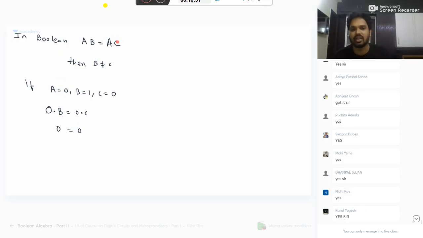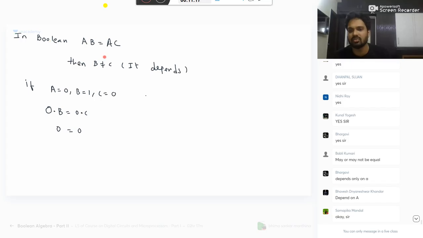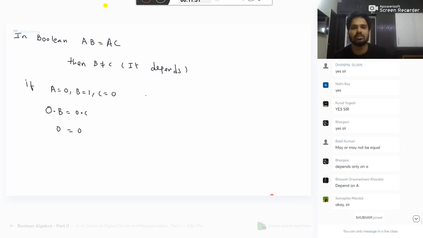So in Boolean, if you get this kind of relation, never cancel both of them and say B equal to C. Be careful with that. It depends. We cannot say B equal to C. Actually, it does not depend on A alone, it depends on ABC values. There is no strict rule here. If A is 1, you can say B equal to C. If A is 0, it depends. Maybe B and C are equal also. It depends on what your B and C values are. So let's take one small example on this.